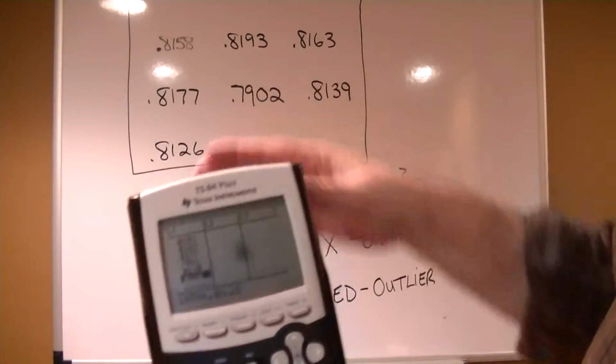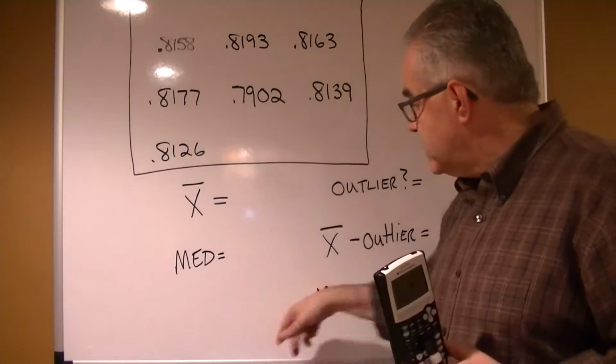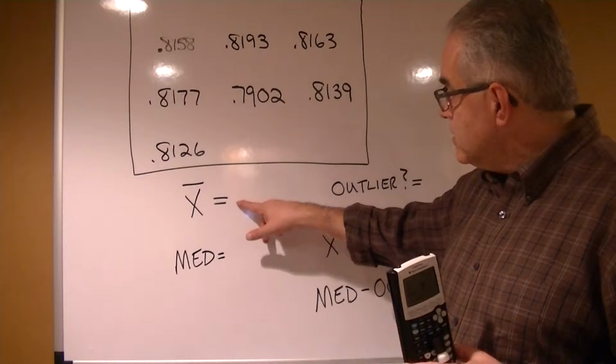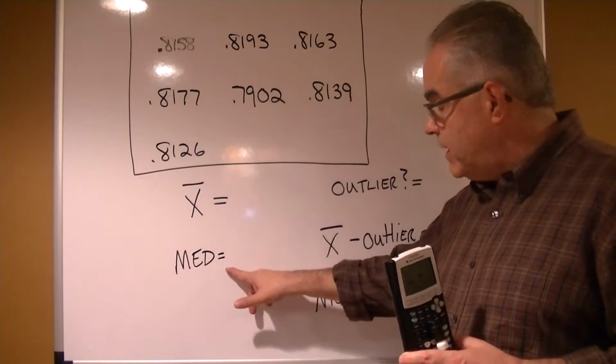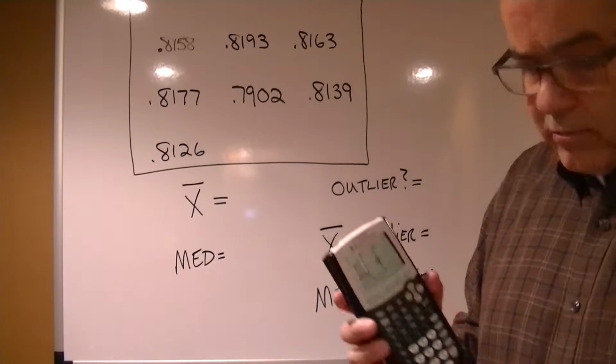What do we got here? 7 values. And let's start here. I got these questions on the board that are on your handout. So X bar, that's the mean, and the median is right here to answer. Then we'll do the other 3 as well.